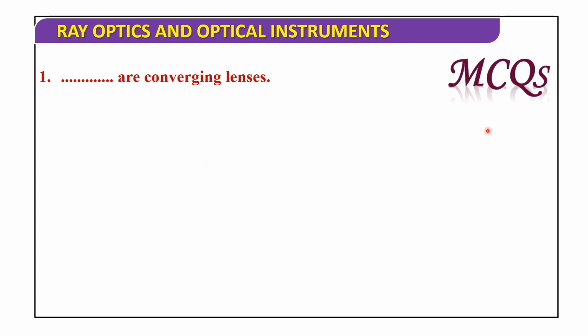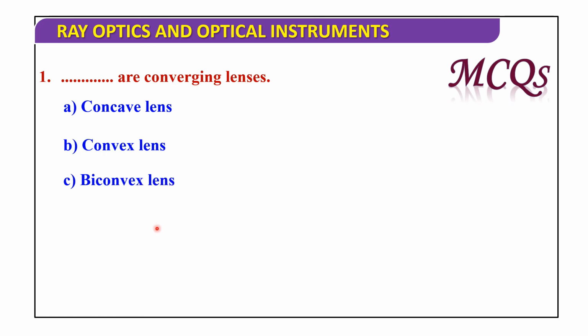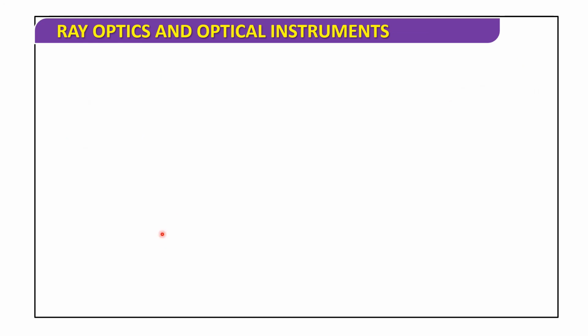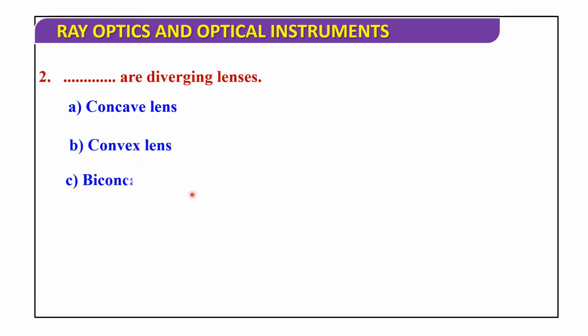Now let us discuss MCQs. Blank are converging lenses: concave lens, convex lens, biconvex lens, both B and C. Both B and C. Convex lenses are called converging lenses and a biconvex lens also behaves as a converging lens. So convex lens and biconvex lens are converging lenses. Both B and C is the correct option. Blank are diverging lenses: concave lens, convex lens, biconcave lens, both A and C. Both A and C is the correct answer. Both concave and biconcave lenses are diverging lenses.